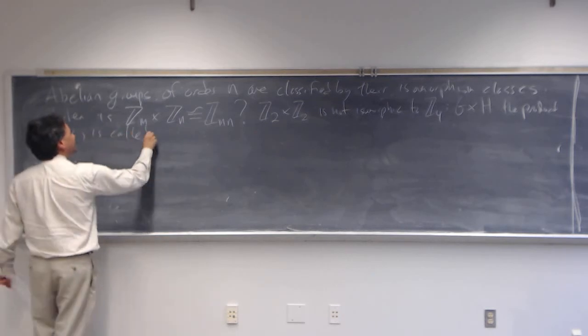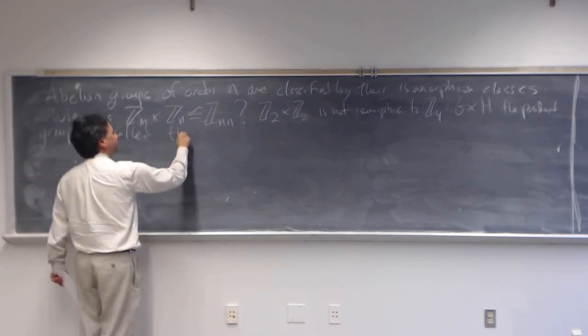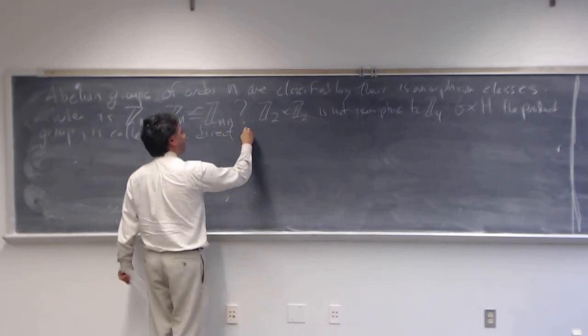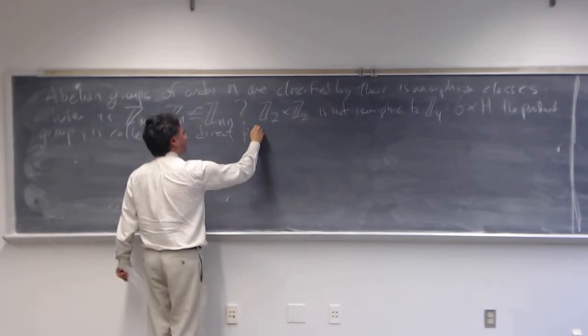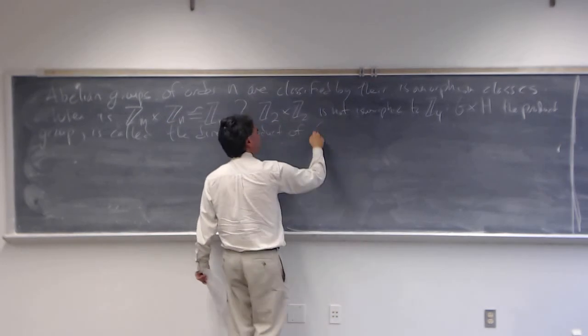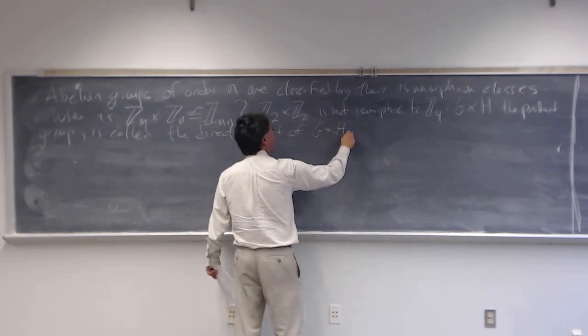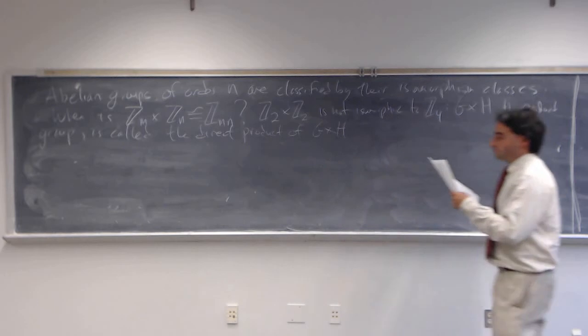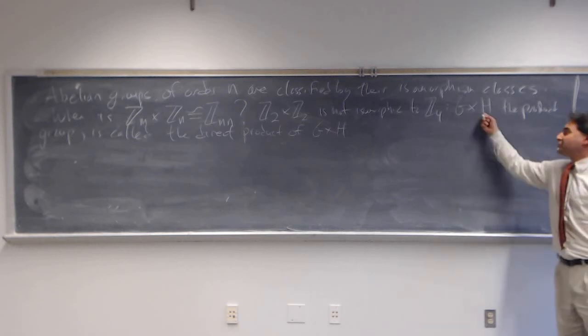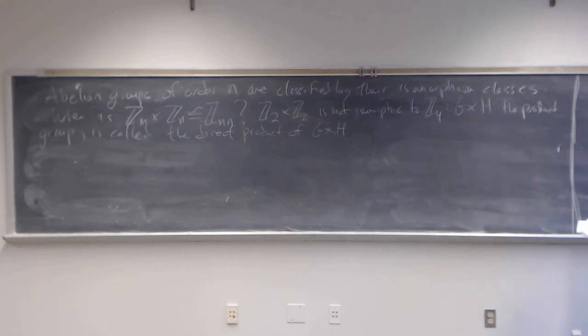A more common terminology is called the direct product of G cross H. So Cartesian product, direct product. Usually we say Cartesian product when we're thinking of it as just a set. Usually if we think about the group, the product group, that's called the direct product.